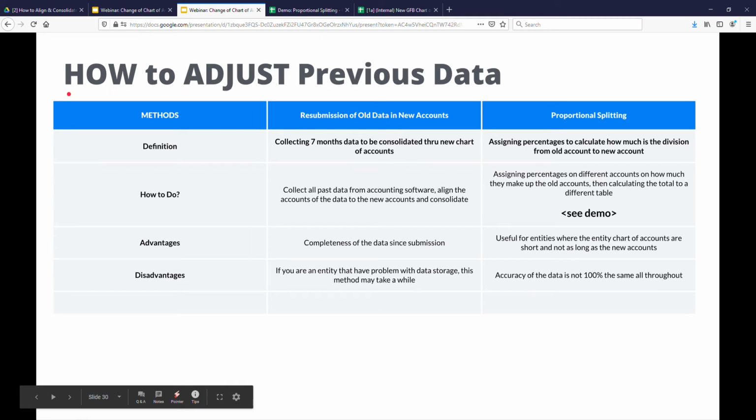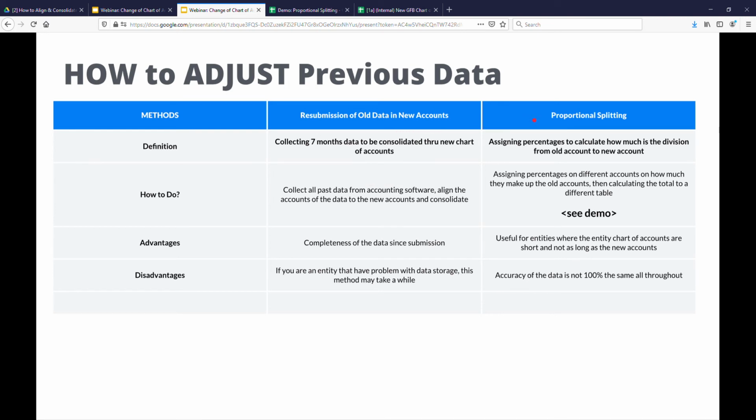So you might be wondering, oh my god, there's a lot of things to do, right? These are two ways that we recommend on how to adjust the previous data. First method is basically the usual way of resubmission of old data. It's basically just collecting 7 months of data to be consolidated to the new chart of accounts: you collect the past data from accounting software, then you align the accounts of the data to the new accounts and consolidate. So it's basically the usual way. This is a more accurate way to resubmit your old data into the new accounts because you are adjusting everything.